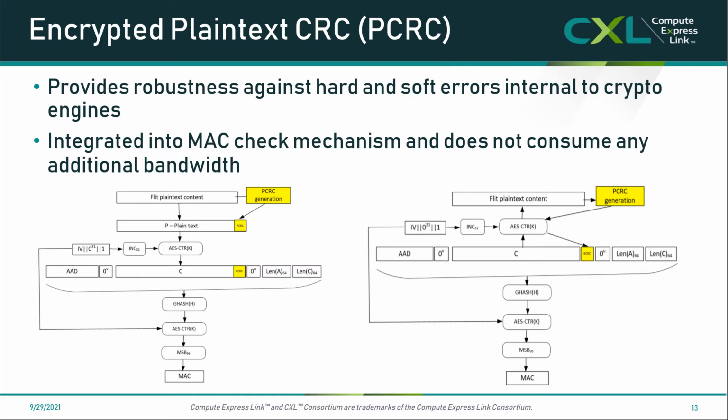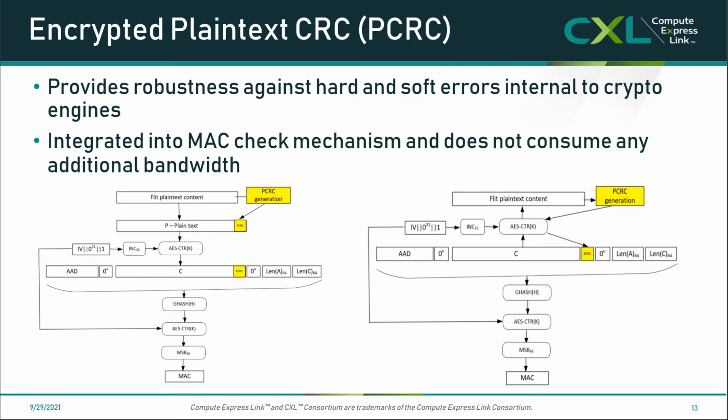Let's look at how the encrypted plaintext CRC that I alluded to earlier gets used. This is a mechanism to provide robustness of crypto engines, to improve protection against hard or soft errors that are internal to the crypto engines. This is integrated into the MAC check mechanism. If you look at the diagram on the left, it's what the transmitter would do. It has the plaintext content, generates a CRC on it, this is the plaintext CRC, and the CRC gets appended to the plaintext. The whole thing gets encrypted, and the ciphertext along with the encrypted plaintext CRC is used to compute the MAC. So all of this is now ready to go out.